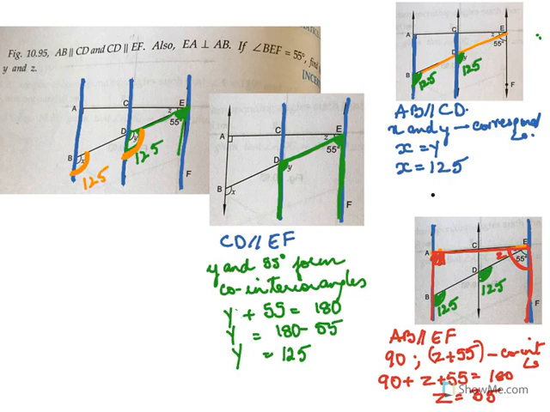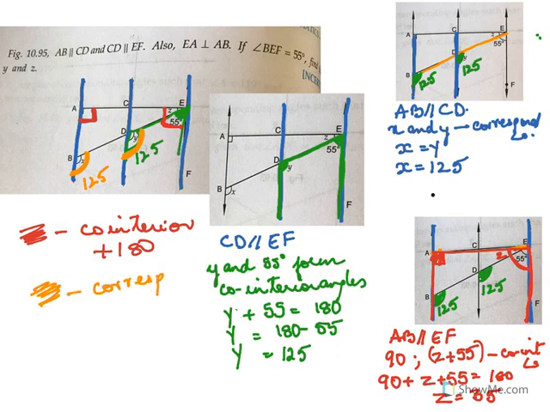Then we had a set of co-interior angles, where this angle plus this angle were co-interior angles. So they added up to 90. So we had the red angles that were co-interior, so they added up to 180. Then we had these angles which were corresponding, so they were equal. And then we had the green angles which were again co-interior, and they add up to 180.